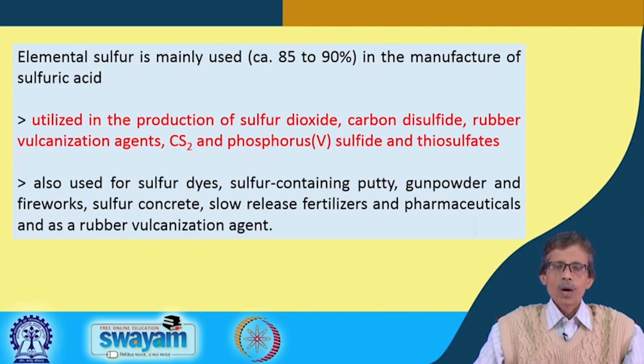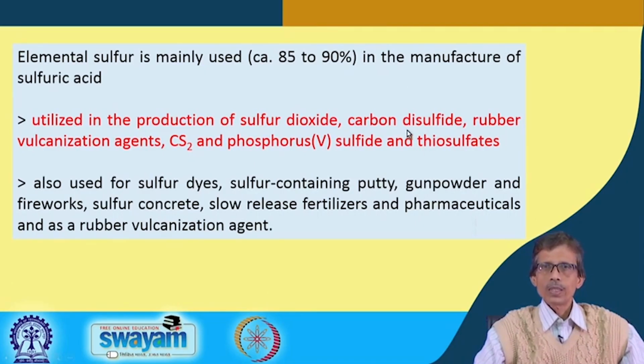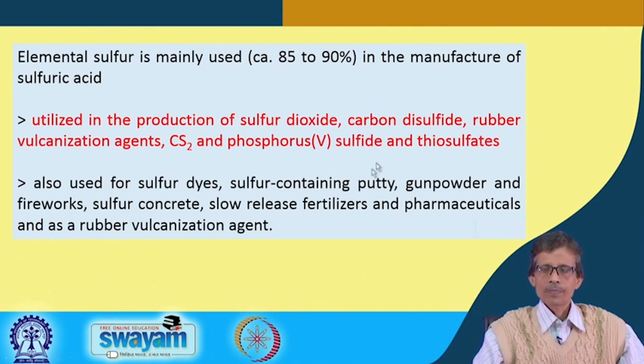Because the main amount of this elemental sulfur, up to 90%, is consumed for sulfuric acid production. It is also utilized for the production of some other things, for example when we require sulfur dioxide. Just now we have seen how sulfur dioxide can be consumed for the production of sulfur. Now for the reverse reaction, if we require sulfur dioxide and we have only the stock of elemental sulfur, we should know how it can be converted to sulfur dioxide for ready use.